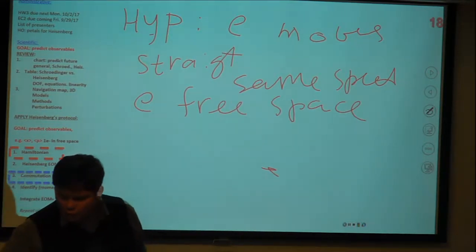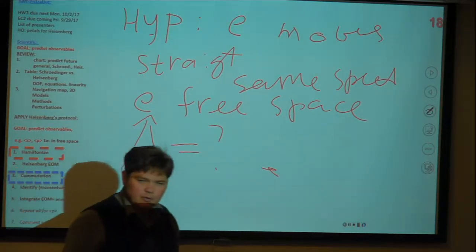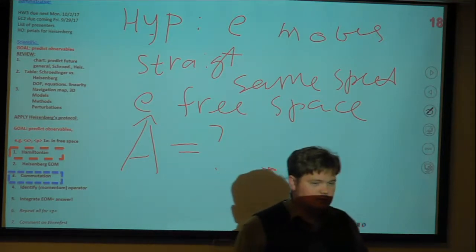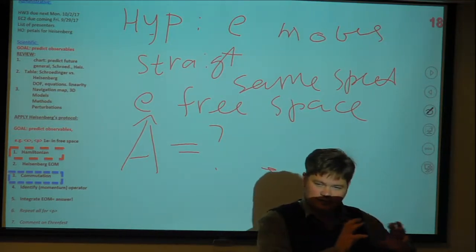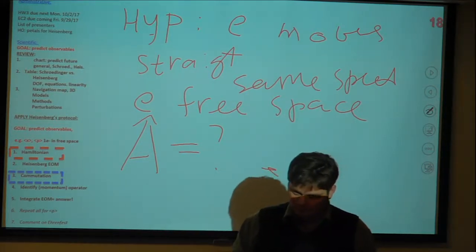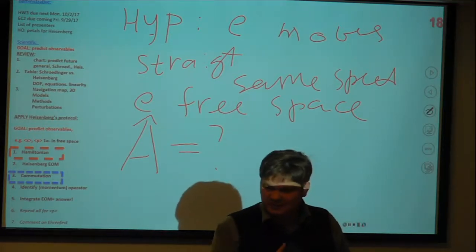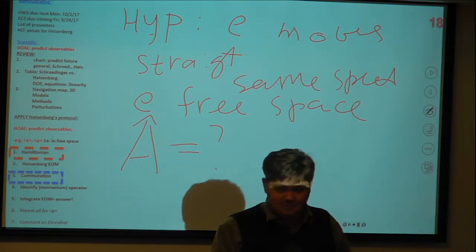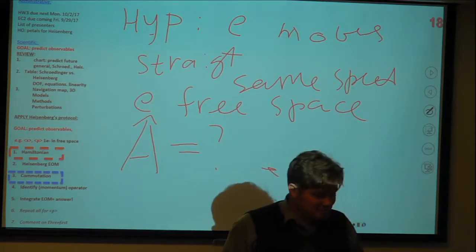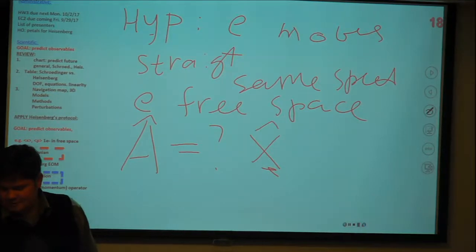So what would be our operator? Which operator should we look at to see how the center of the electron is moving? Position. Yeah. Are there objections that it would be the simplest thing to look at the position? No objections, right? Okay. A equals x.